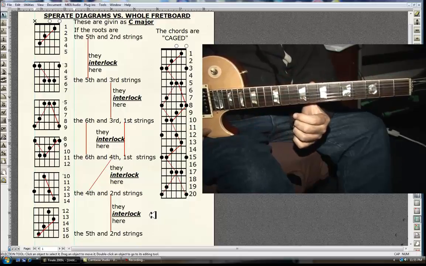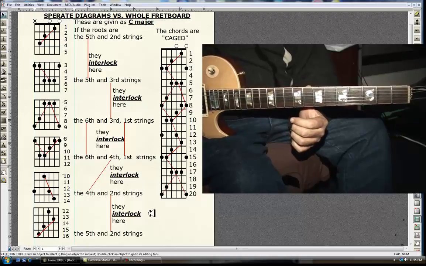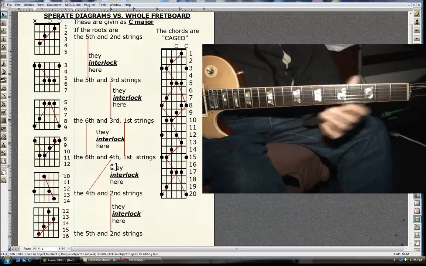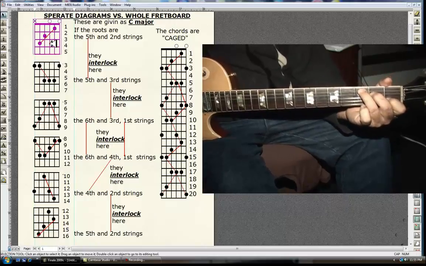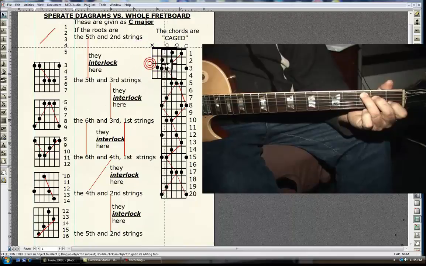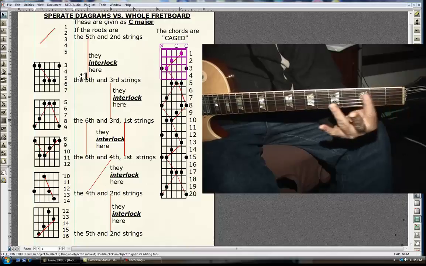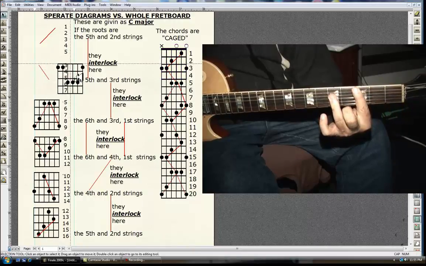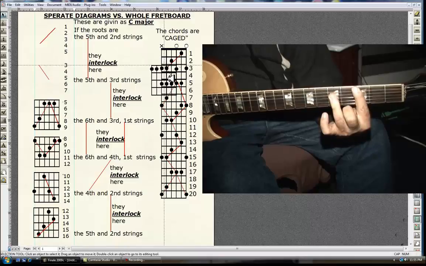Now I'm going to try a little artsy thing here with my Finale and my graphics page, and I'm going to try and show you something here. This is that C chord, and I'm going to take and drag him over here, and look how he fits perfectly on top of that diagram. Then I'm going to take this A chord, and I'm going to drag him, and lo and behold, it fits perfectly on top of that diagram.